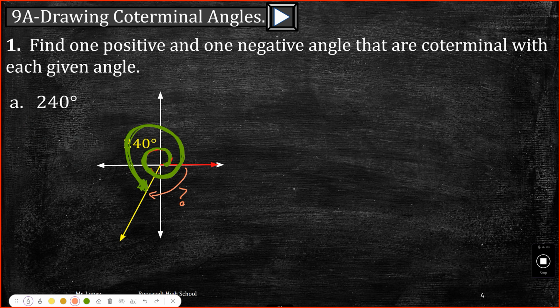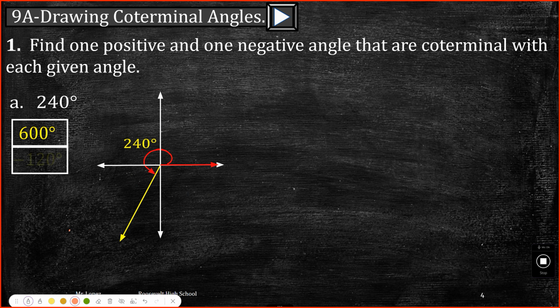So how much more is this? I'm going to go negative. If this is 180, this is 60 degrees, then this is 30. So I'm going to go negative 90 and negative 30 is negative 120. Negative 120. So there it is. Okay? So coterminal, this is going to be one that's positive. It'll be 600 and negative 120. All right.